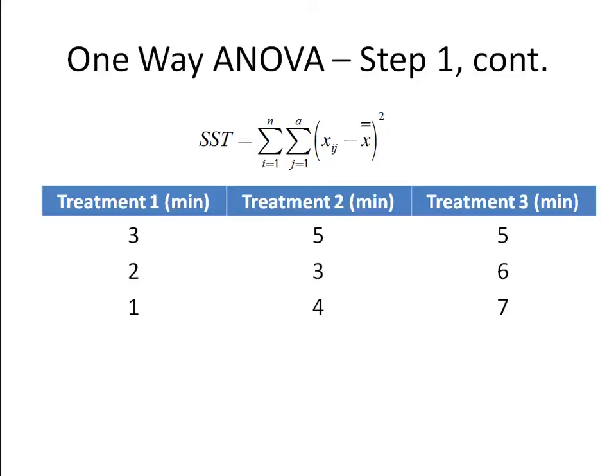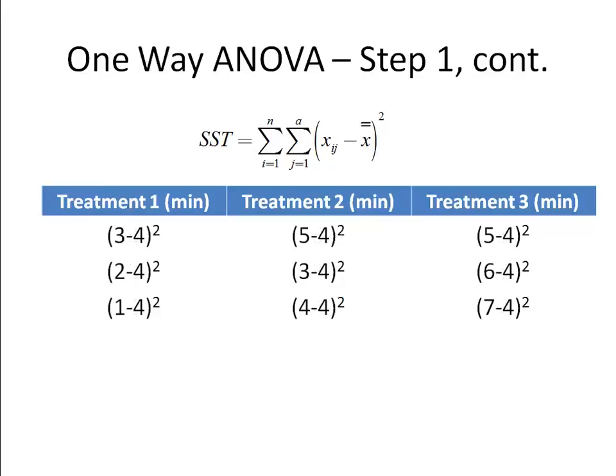So when we actually do the sum of squares total, we basically subtract each data point by the grand mean of 4, square each one, and sum them all up. When you do that, you get a sum of squares total of 30. And our degrees of freedom, much like we said, is big N minus 1, or 9 minus 1, or 8. Okay? So step 1 is finished.